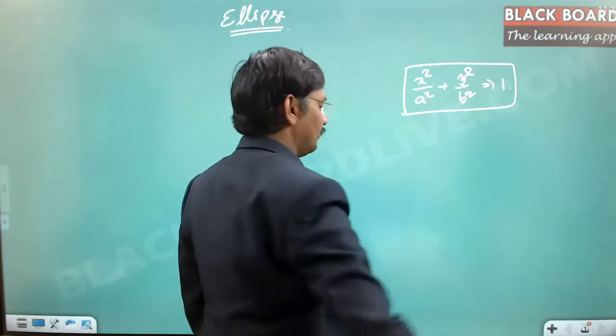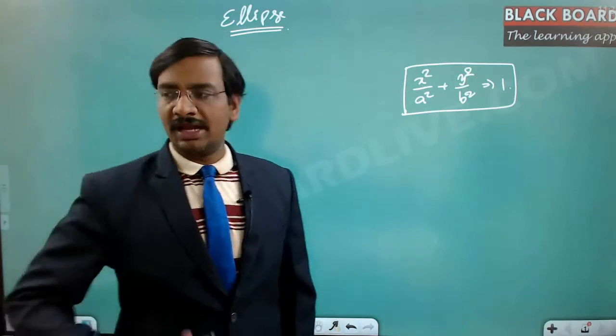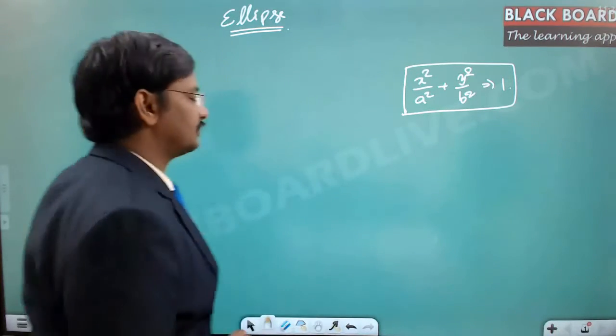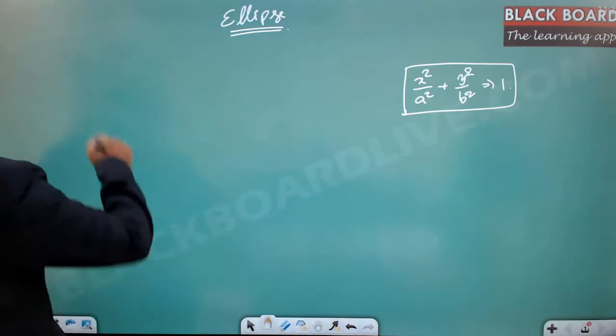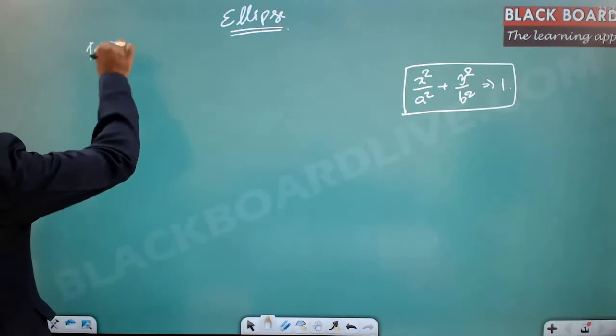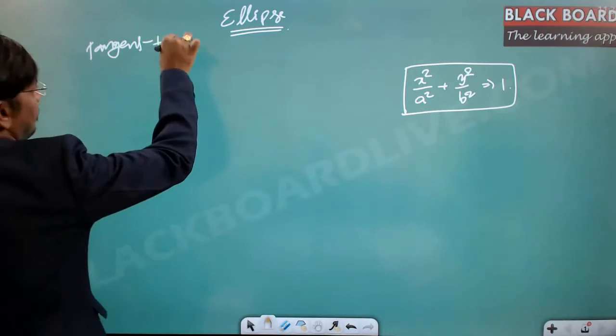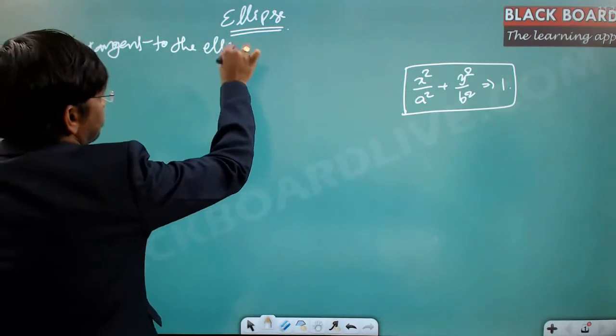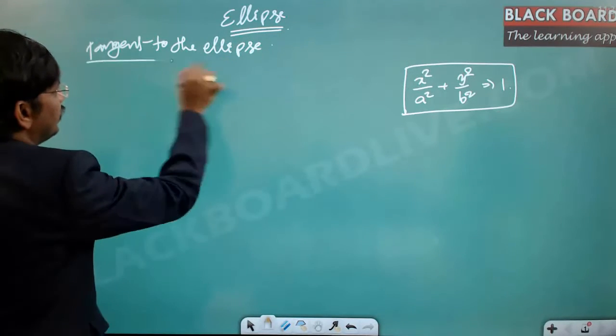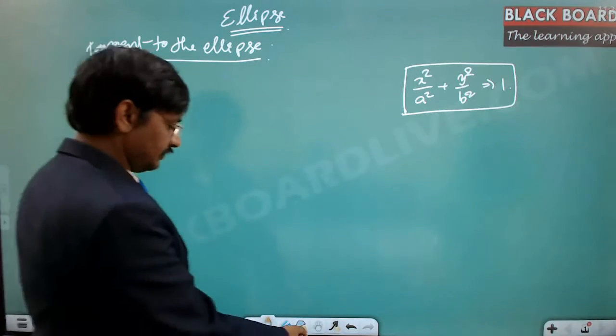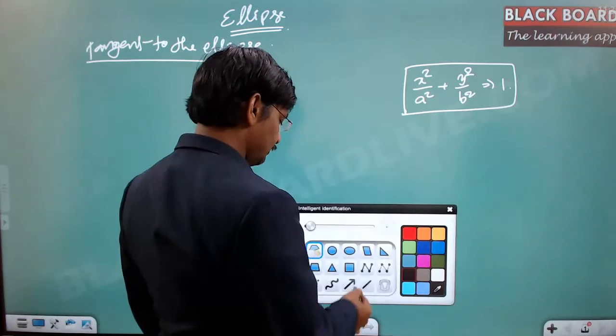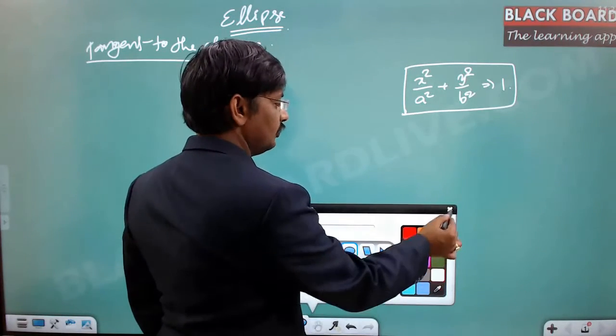Now here we will derive the equation for the tangent to the ellipse. For this, the standard procedure we have followed in the case of the ellipse or in the case of the parabola, the same thing we will be using here also.